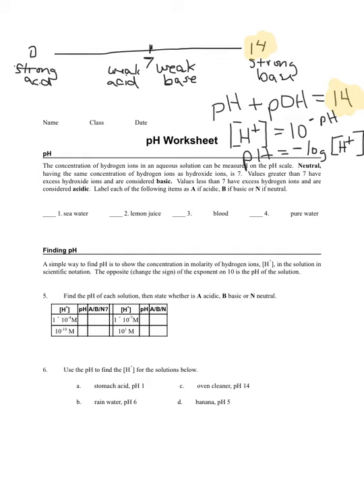Some of these didn't come out too well, so I'm definitely going to work these with you. But what it's giving you here is the concentration of hydrogen ions. So it's giving us this, and it's asking for pH. It's asking us basically to use this formula right here. Let me highlight that. Okay. And then based on whatever our pH is determined to be, we'll say whether it's acidic, basic, or neutral.